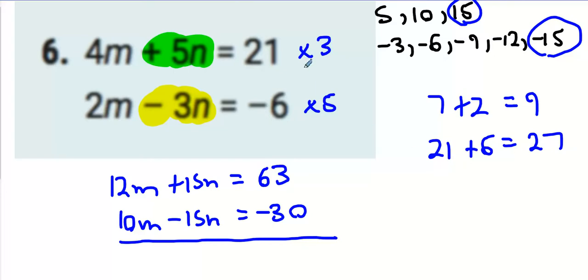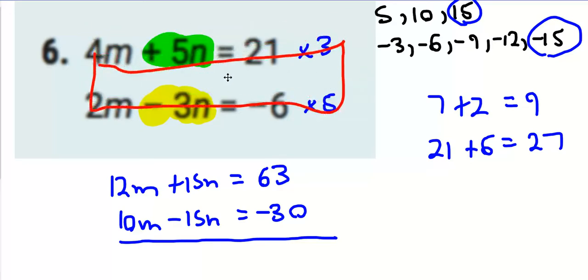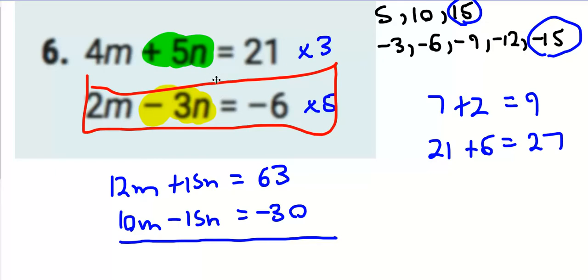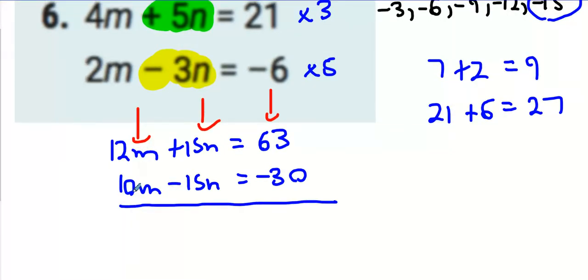So when I multiply the top equation by 3, both sides, it's still balanced. When I multiply the bottom equation both sides by 5, it's still balanced. Okay, now I'm going to add downwards. When I add two balanced equations together, they result in another balanced equation. So let's see what happens. 12m plus 10m, 22m. 63 take away 30, 33. Now here's the hard part.